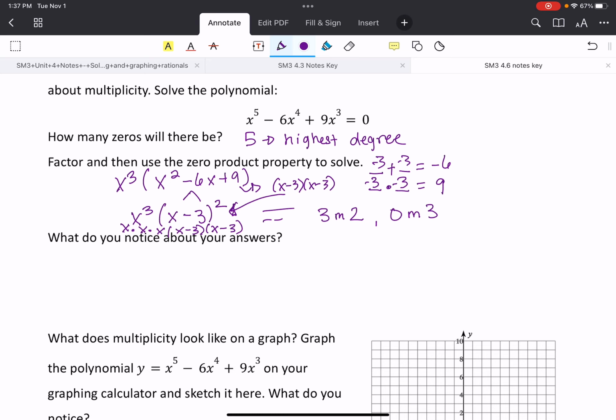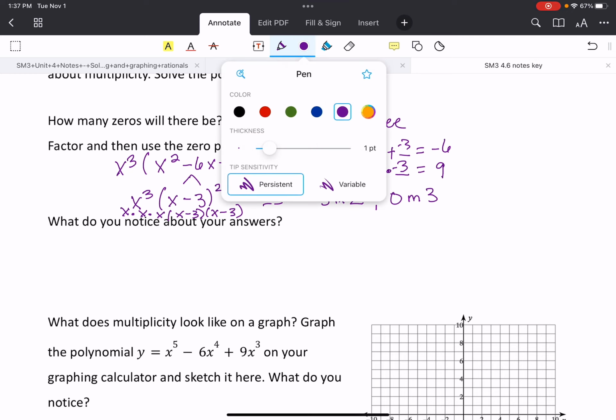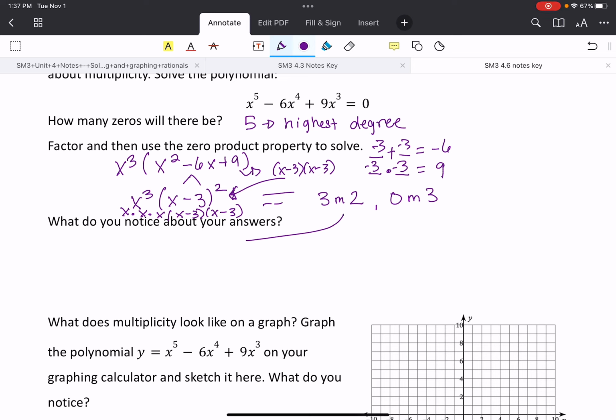What do you notice about your answers? I noticed the multiplicity gave me my 5 zeros.